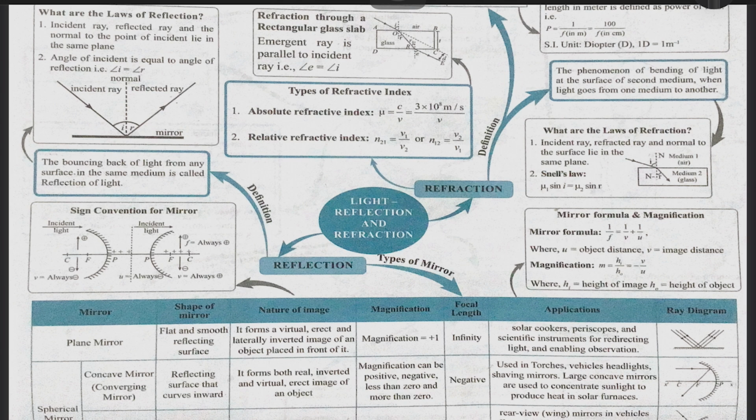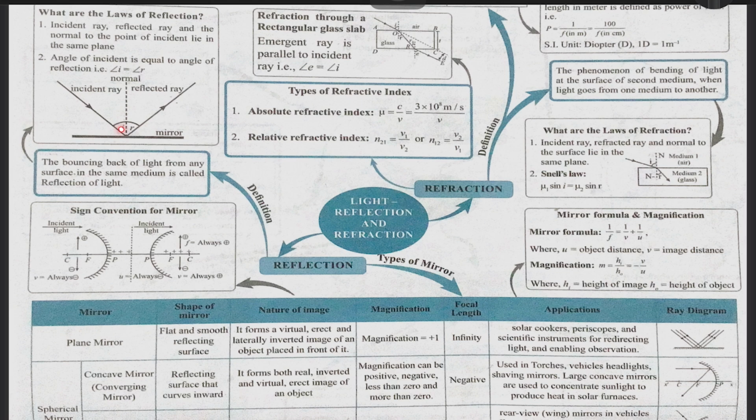What is the definition of reflection? The bouncing back of light from any surface in the same medium is called reflection of light. There are two laws of reflection. Which are they? The incident ray, reflected ray, and the normal at the point of incidence lie in the same plane. This is the first law.